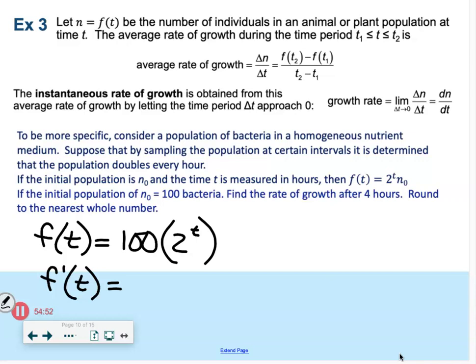Do you know the derivative of e to the t? What's the derivative of e to the t? E to the t, right? E is just a number, just like 2, right? The derivative of e to the t is e to the t. The derivative of 2 to the t is 2 to the t, but then you got to multiply it by something to convert it to a base e. So what do you have to multiply it by? ln2. So you have 100 times 2 to the t ln2.